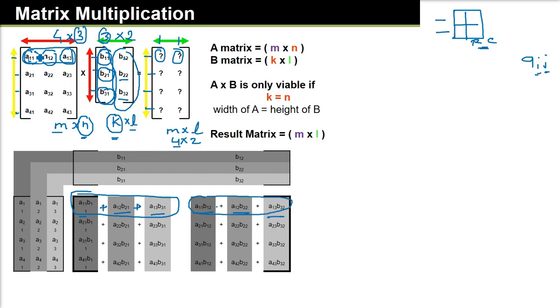Now you go to the second row: second row with the first column and the second column. Then third row, first column, second column. Fourth row, first column, second column.